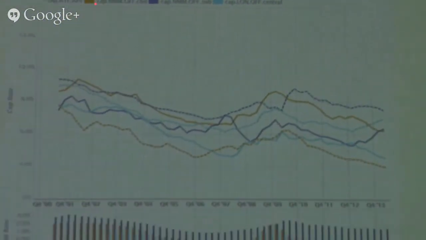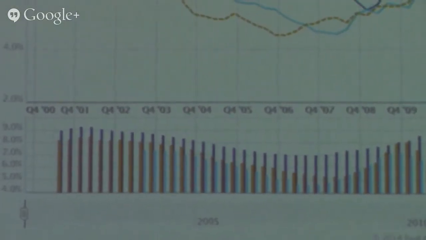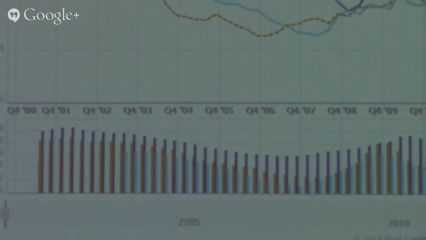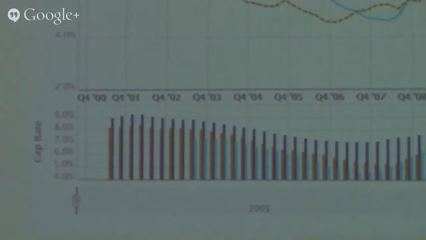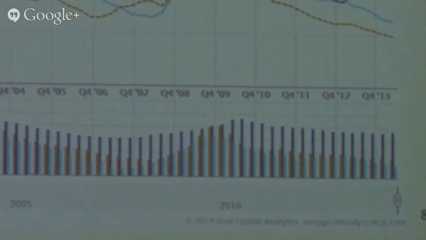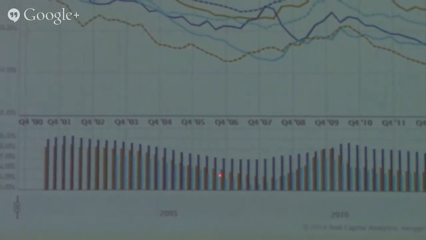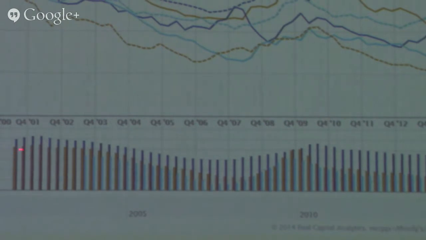And then down here, the columns down here. The orange columns are office building cap rates in the cities of the major markets: Boston, New York, DC, Chicago, San Francisco, LA. Those are the big gateway markets where pricing is highest. So orange bars, and I don't know if you can read this, but 8%, 7%. So the orange bars are major market office CBD cap rates.